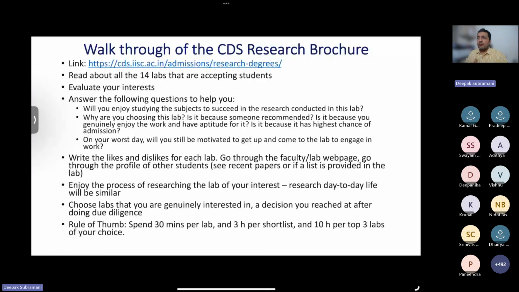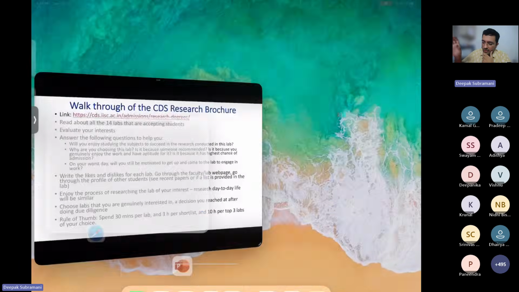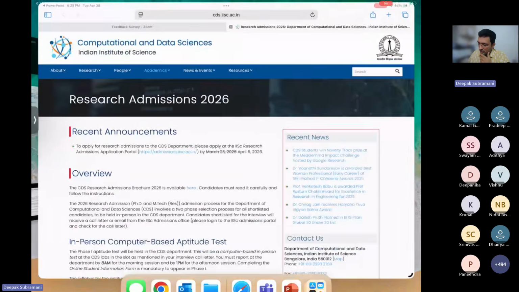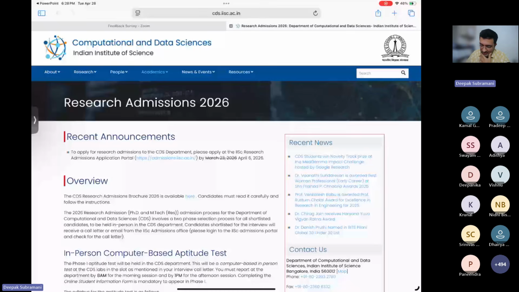Okay. So now we have faculty who have joined. It's about 6:30. So I will open the link. So that is a research degree, the CDS website. As I told you, there are about 14 labs that are accepting students. Once we hear from the faculty about each of their labs, we will then proceed to how you should make that selection.